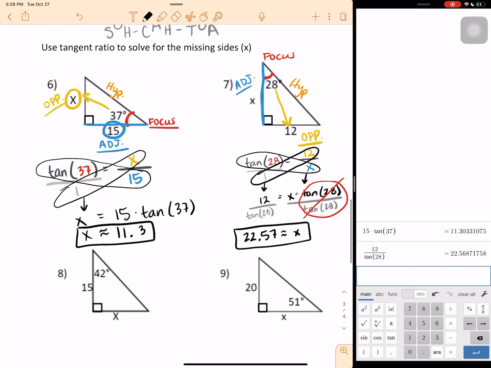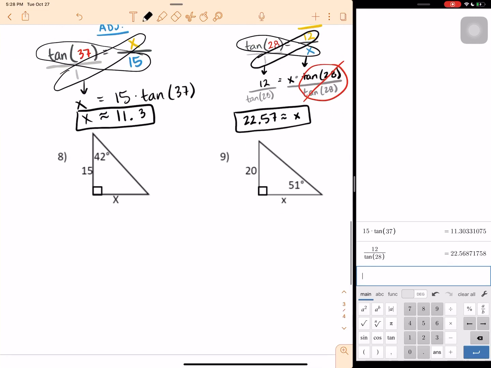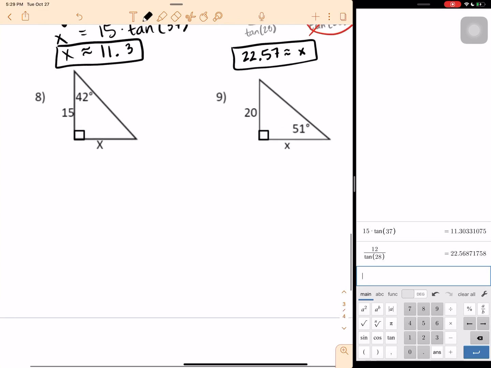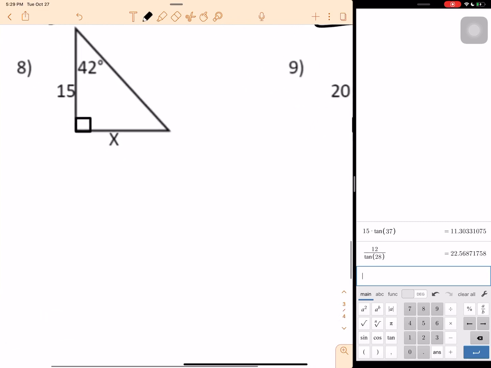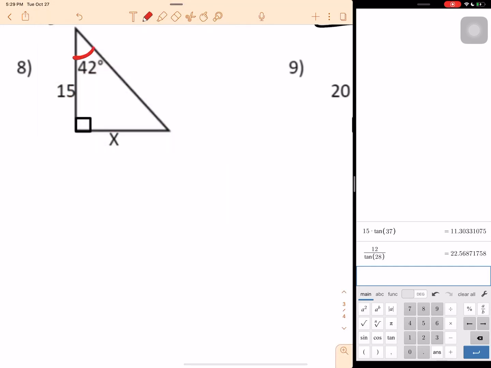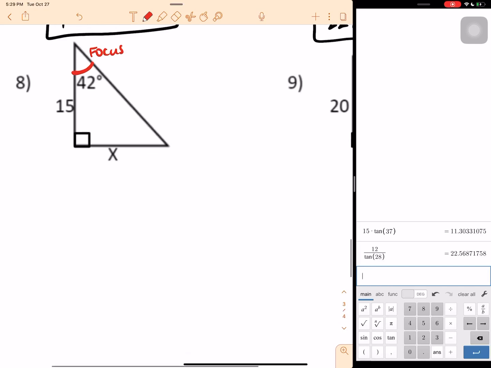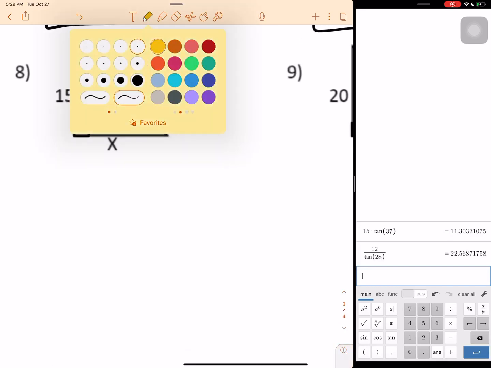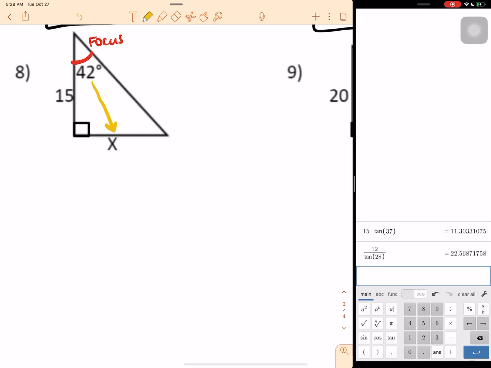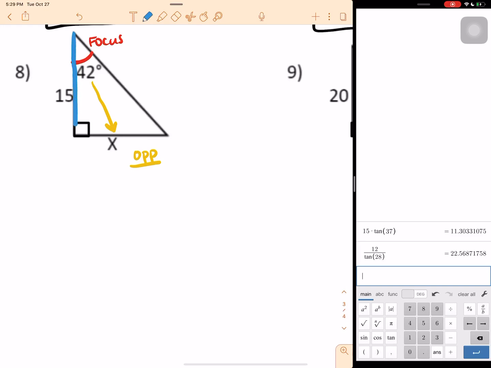All right, so let's keep on going. I think these are, oh yeah, we just have a few more, okay? All right, so here we have, I'm gonna zoom in again. So number 8, we have our focus angle here. So this is our focus angle. So across from the focus angle is x, that is the opposite side. And touching the focus angle and the right angle is the adjacent side, which is 15 here.